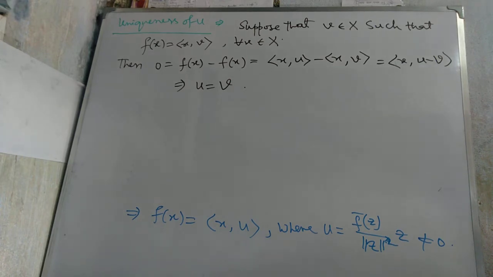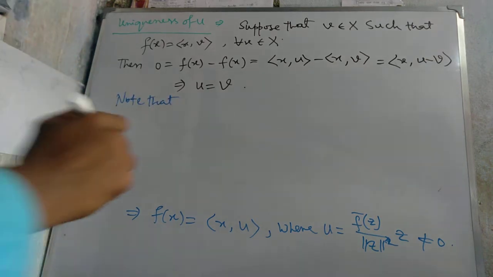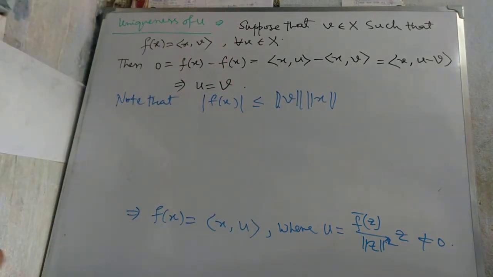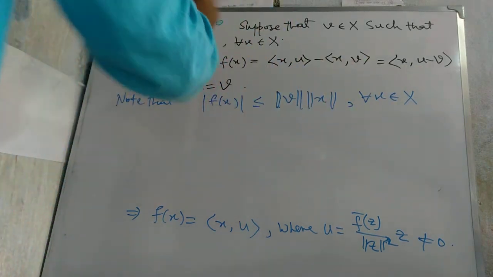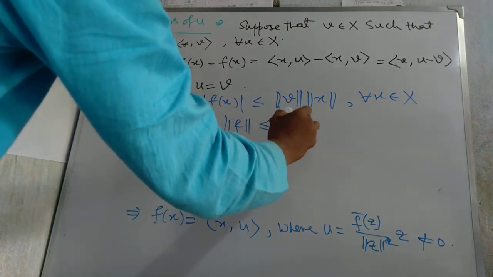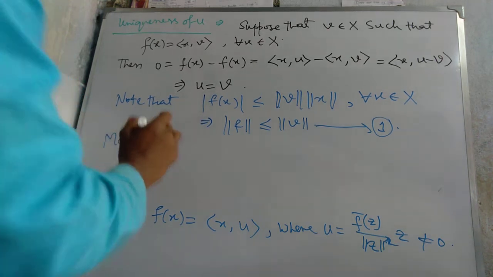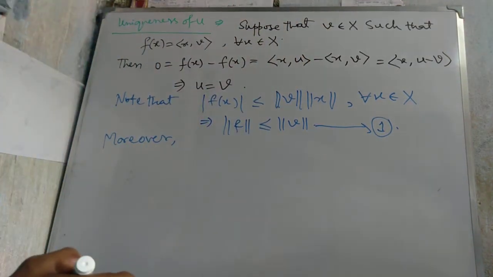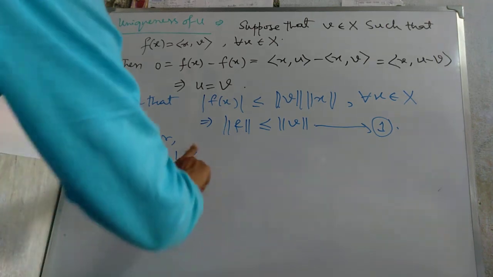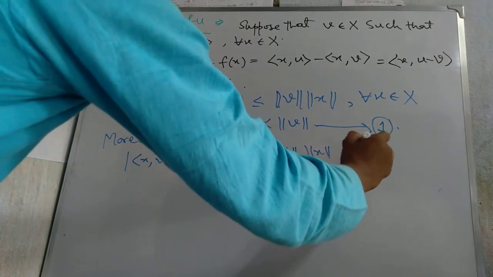Now note that the modulus of f(x) is less than or equal to norm of v times norm of x for all x belonging to X, because this is the inner product of x and v, and this must be less than or equal to this. Then this implies that f is bounded and norm of f is less than or equal to norm of v. This is marked as 1. Moreover, we talk about the inner product of x and v: its modulus equals the modulus of f(x), which is less than or equal to norm of f times norm of x for all x belonging to X.